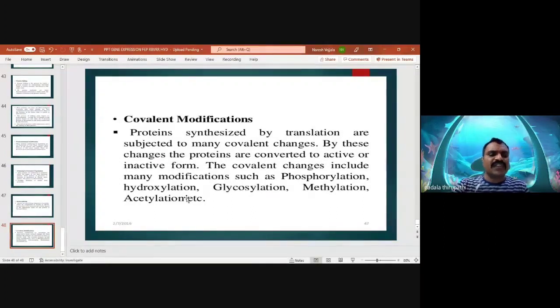Then covalent modifications. Proteins synthesized by translation are subjected to many covalent changes. By these changes, the proteins are converted to active or inactive form. The covalent changes include many modifications such as phosphorylation, hydroxylation, glycosylation, methylation, and acetylation. These are very important changes, the covalent modifications. So this is about translation, the entire translation of gene expression.